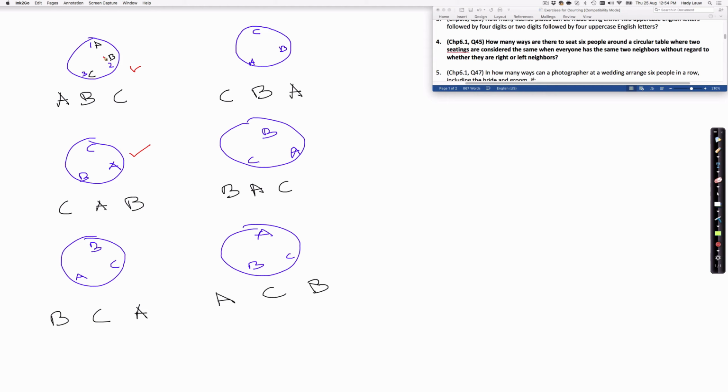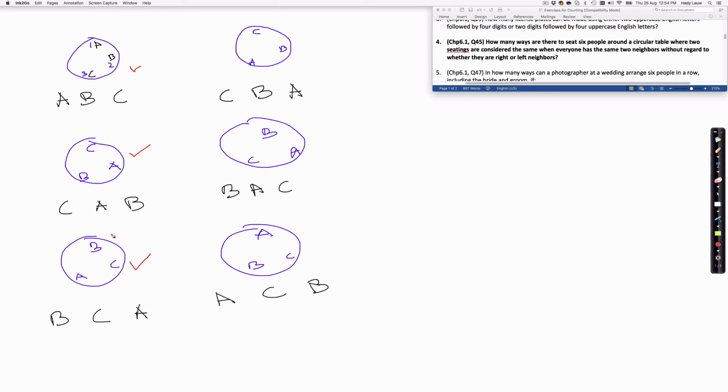If you look at the neighbors they have, A still has B here and C here. C still has B on this side and A on this side. And B still has A on this side and C on this side. Essentially, the 2 neighbors are all the same. And we can follow the same reasoning and realize that this table has the same arrangement too.